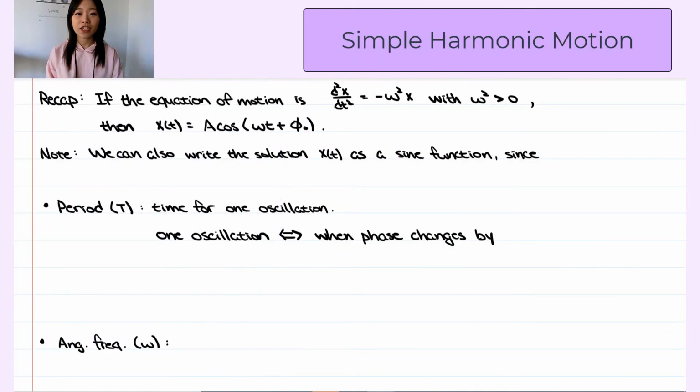So just a quick summary of how we derived this in the last slide. We found that if the equation of motion is in the form of second derivative equals negative omega squared times x, where omega squared is positive, then the solution is A times cosine of omega t plus phi naught. Note that we can also write the solution x of t as a sine function. Since sine and cosine are basically the same function, but with a phase of pi over 2. Because cosine of theta is the same thing as sine of theta plus pi over 2.